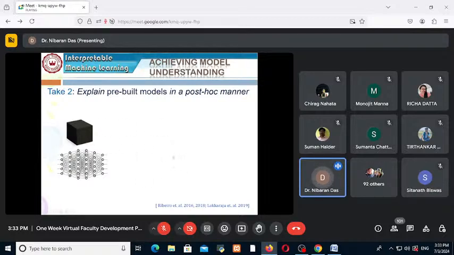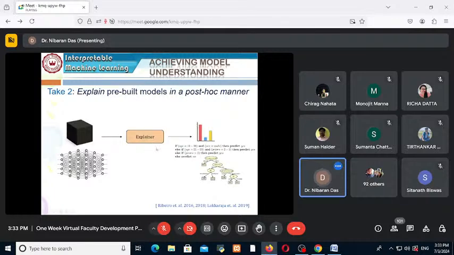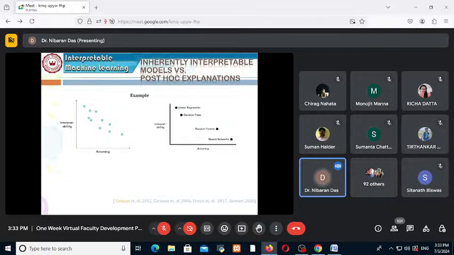So what we could do is use some samples, and these samples will be fed to the model, and then it will give some output, and this output will be treated as a training example for the decision tree, so that we could explain it, because a decision tree is inherently interpretable. So if you go for accuracy and interpretability, neural network and random forest accuracy is high, but their interpretability is low.